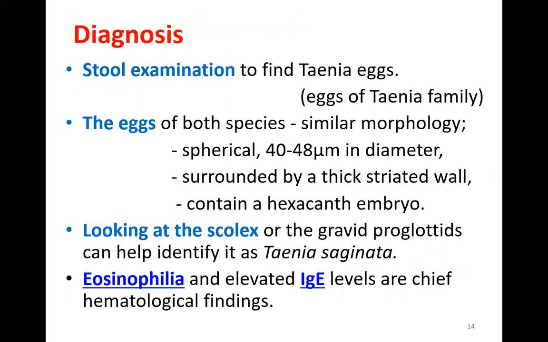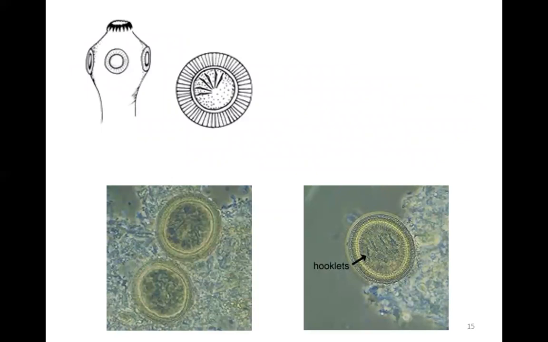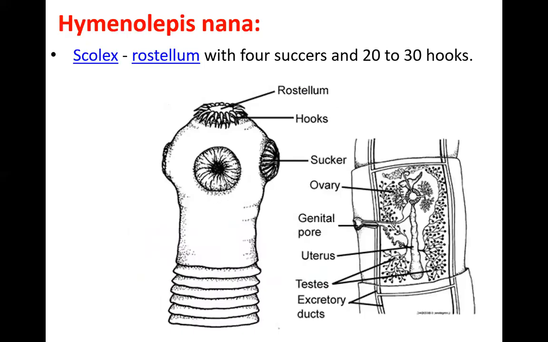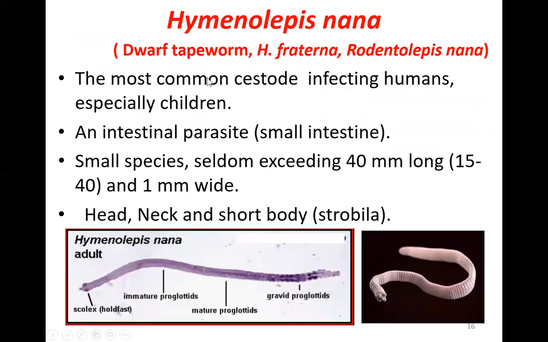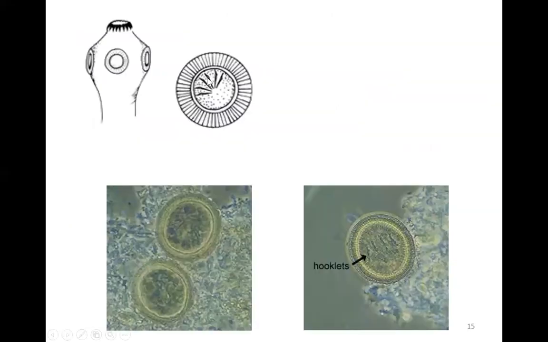About the diagnosis of the parasite: it is diagnosed by stool examination to find characteristic Taenia eggs. And characteristic Taenia eggs look like this. In the center, there is a hexacanth embryo, which is enclosed within a thick protein coat, which is striated. The thick striated protein coat.